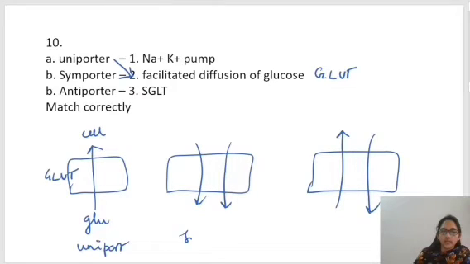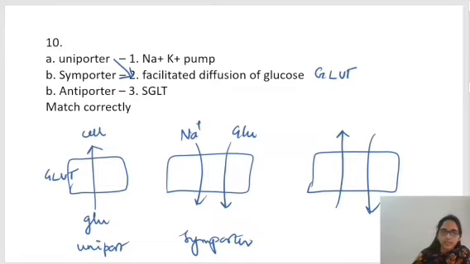And then symport. Symport, what can be an example? Sodium glucose transporter. Yes, along the apical side of the intestinal cell membrane, sodium is taken inside the intestinal cell along with glucose. From the lumen inside the cell, sodium is taken in along with the glucose. So this is the sodium glucose transporter.